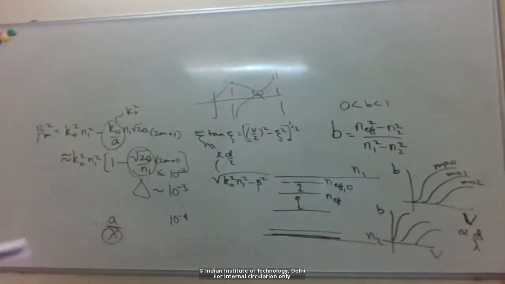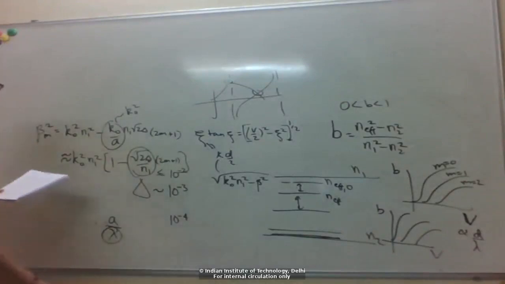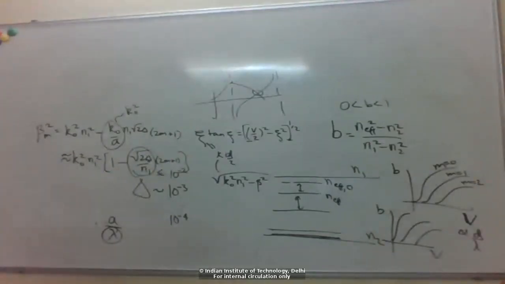Is that clear? Yes, sir. Previously you had written k naught by a by taking k naught n1 common. Also you wrote k naught by a. Now is this expression correct, sir? Oh wait, maybe I wrote something. I don't know. And now it's fine, sir. The only thing is that a should be there.